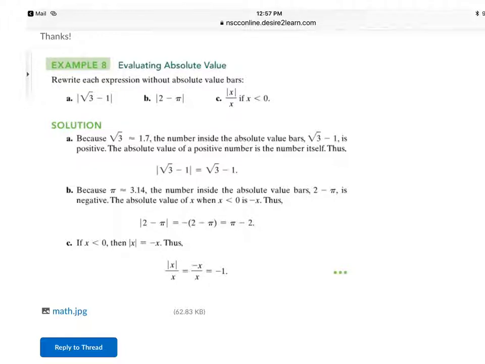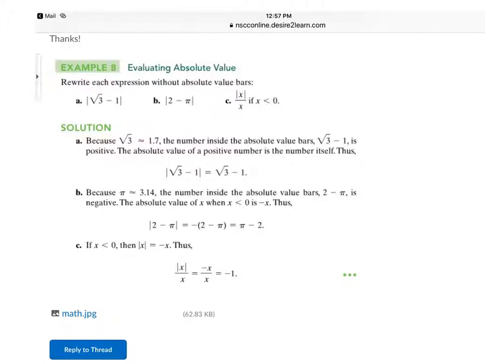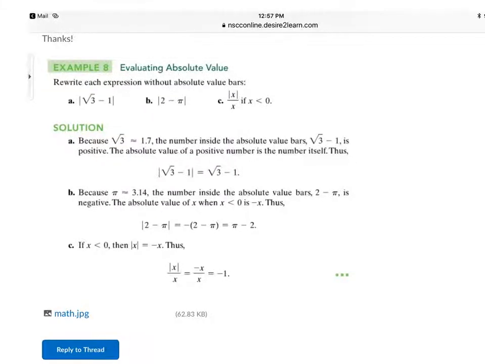So when you're evaluating expressions that are inside absolute value bars, what you want to figure out is if the value inside the bars is positive or negative. And then depending on whether it's positive or negative, it will help you to evaluate the expression. So for instance, I'm just going to come over to this side.